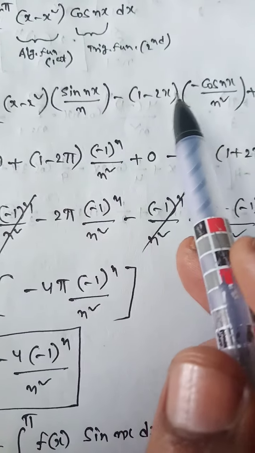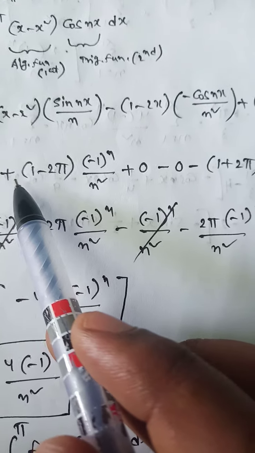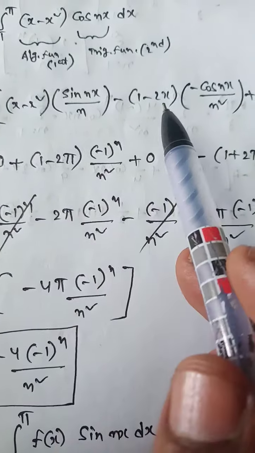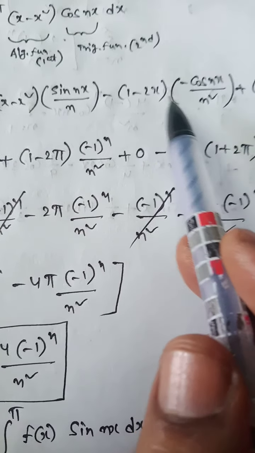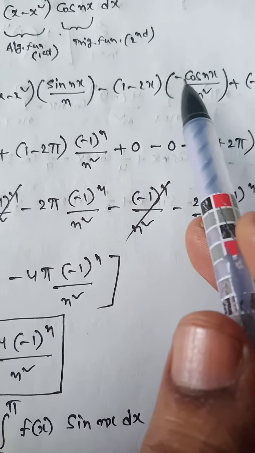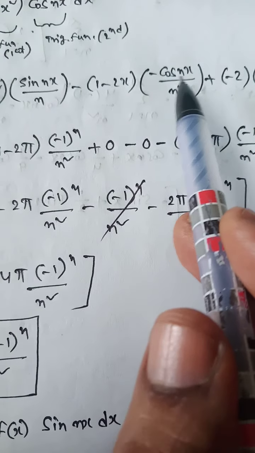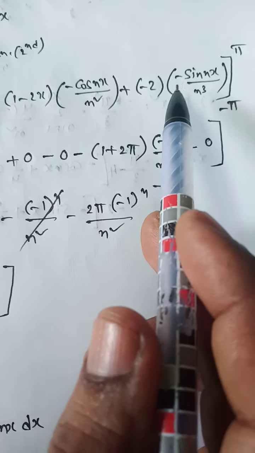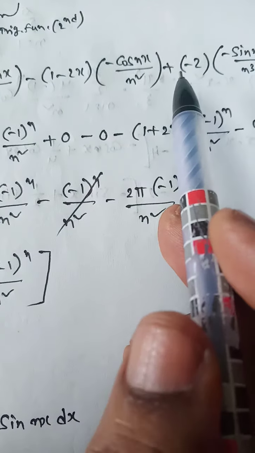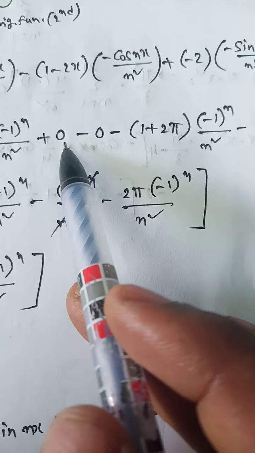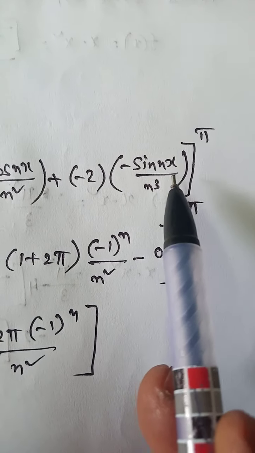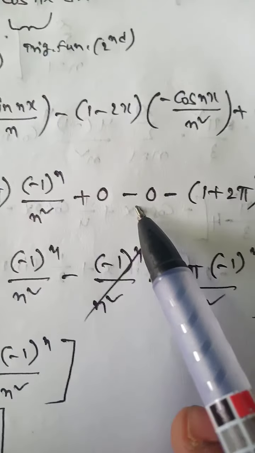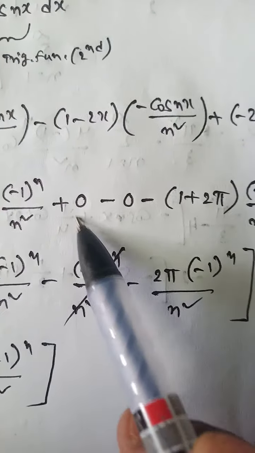Then minus into minus plus. The signs are important, whether it is plus or minus. Minus into minus plus. In the place of x, 2 pi, 1 minus 2 pi. And here already I solved this minus. Therefore in the place of x pi, cos n pi is minus 1 whole power n by n square. Second term completed. Third term: minus into minus plus I have written, plus into plus I have written. Why? Because if you write pi here in the place of x, sin n pi is 0, 0 by n cube 0, 0 into anything is 0. This is 0 we have.